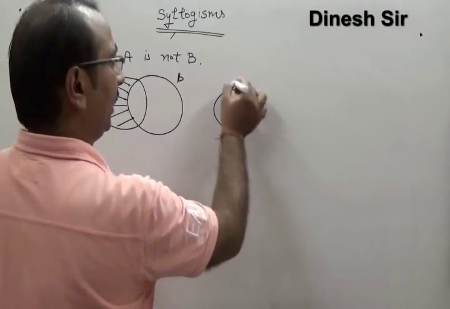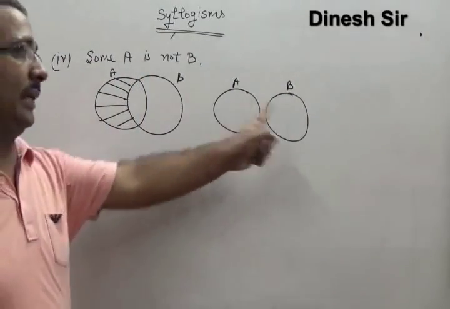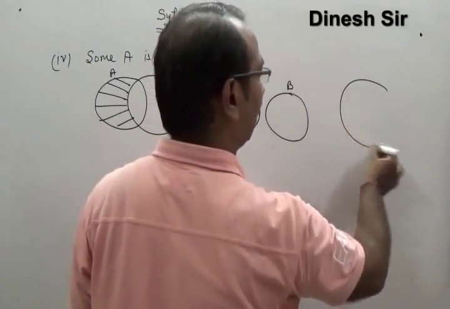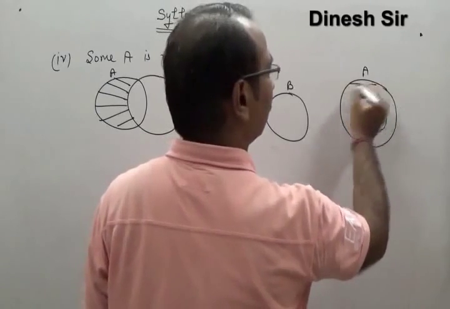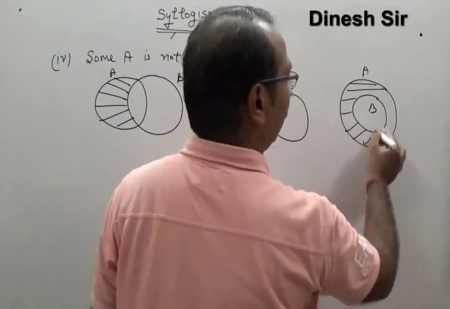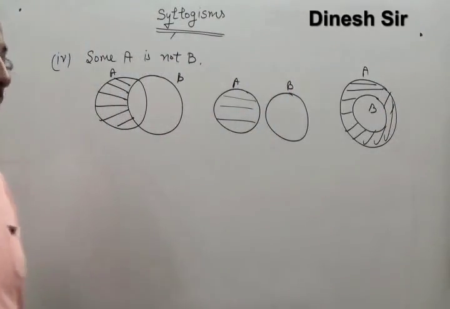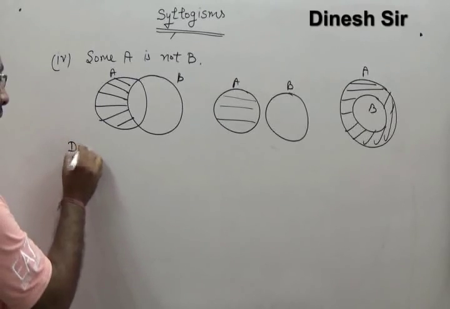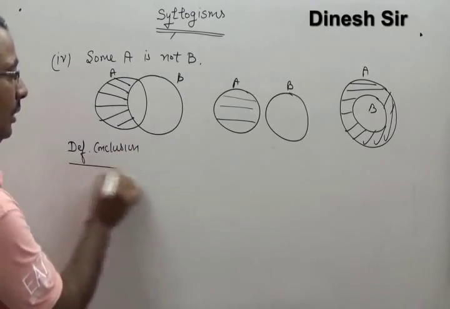Similarly, if I take this to be A and this to be B, in that case also I can say some A is not B. Similarly, in the third case, suppose this is A and this is B. In that case I can also say this is the portion of A which is not a part of B. So if it is given that some A is not B, we can draw these three types of Venn diagrams, and the conclusion that is definitely true must satisfy all three Venn diagrams.